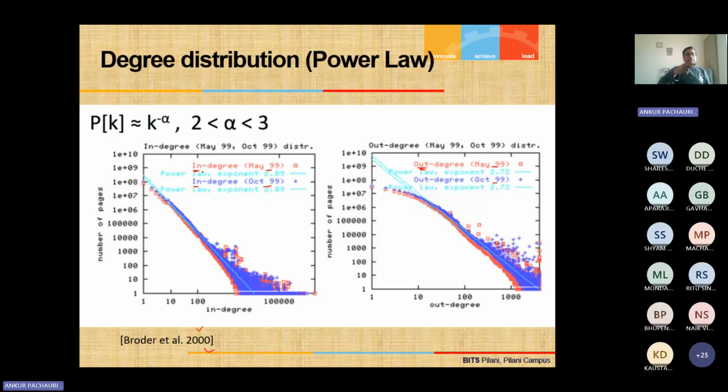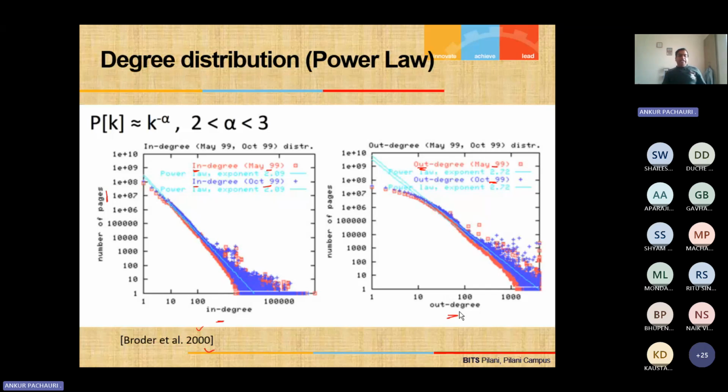Okay, so we have data of in degrees at two different times, May 99 and October 99, and out degree of May 99 and October 99. Now what we have is the graph where the nodes will be the number of web pages. So the size of the graph will be equivalent to the number of nodes, and that will be equivalent to the number of web pages. Clear? And each node will have some in degree and some out degree.